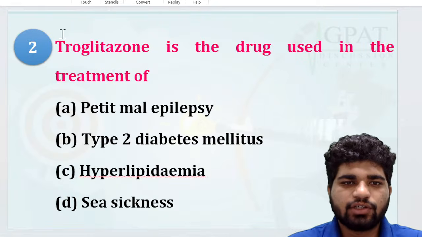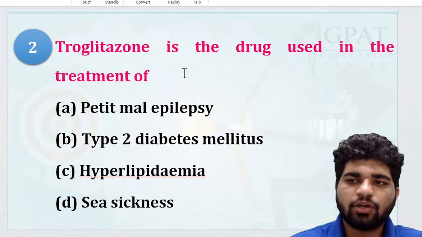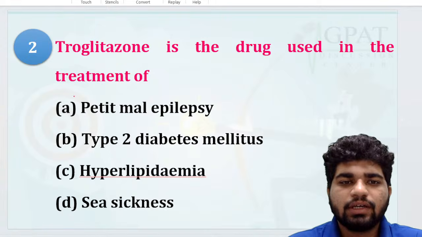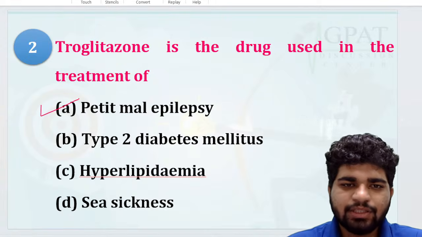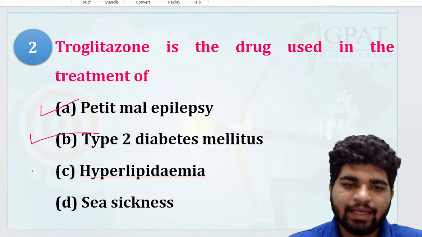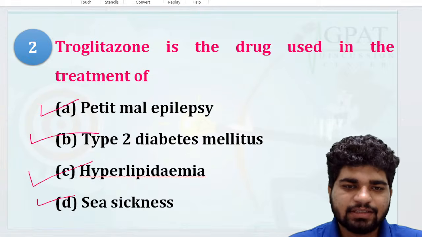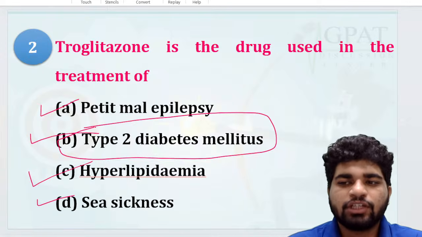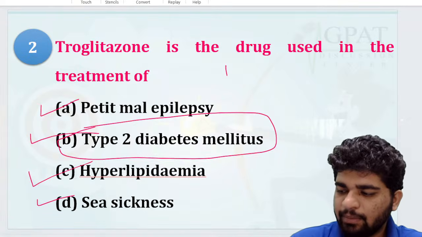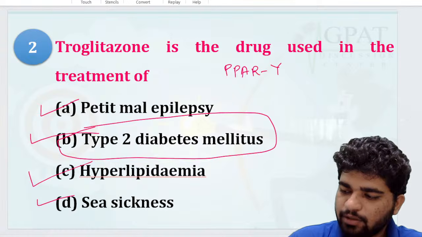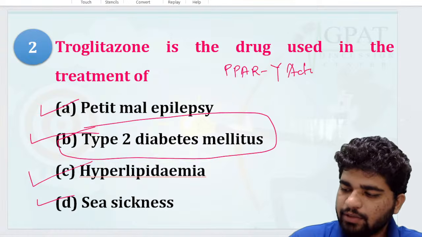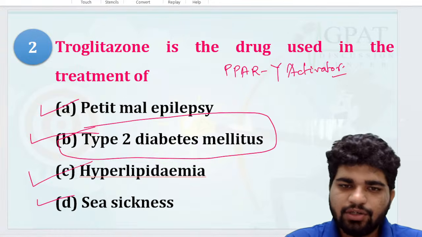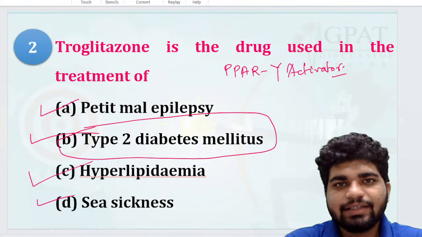Okay, the next question. Troglitazone is the drug used in the treatment of what? Troglitazone, pioglitazone, rosiglitazone. Is it petit mal epilepsy? No. Type 2 diabetes mellitus? Yes. Hyperlipidemia or seasickness? No. Type 2 diabetes mellitus is the condition where troglitazone, rosiglitazone, and pioglitazone are used. These are nothing but your PPAR gamma activators, which increase the insulin sensitivity of the cells.